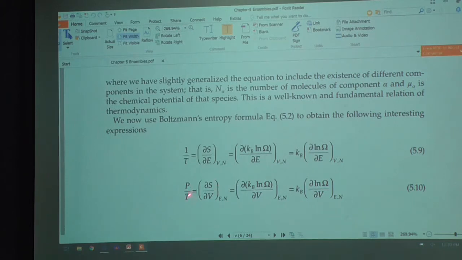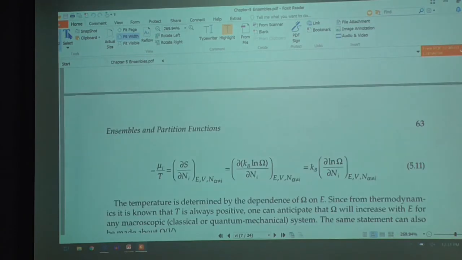Okay. The other one is also beautiful. See, pressure now is given by the derivative of this, of course, you all know. And remember the Maxwell relations. So then I get pressure from this. And I get chemical potential also. So, chemical potential now comes out by taking the derivative of omega with respect to N.